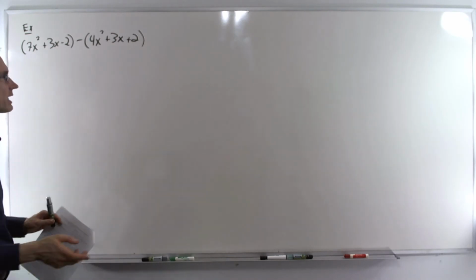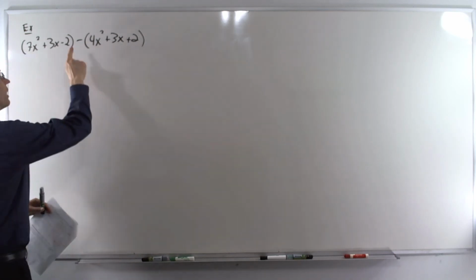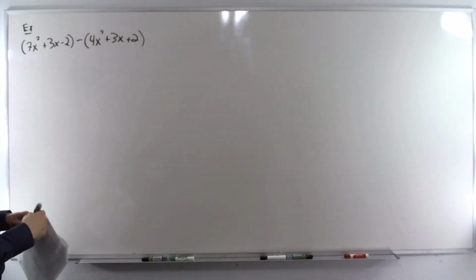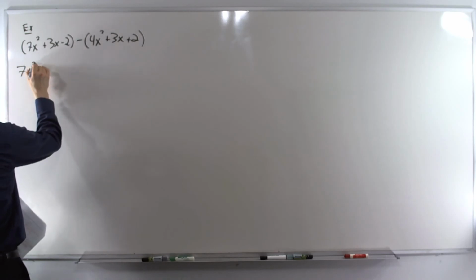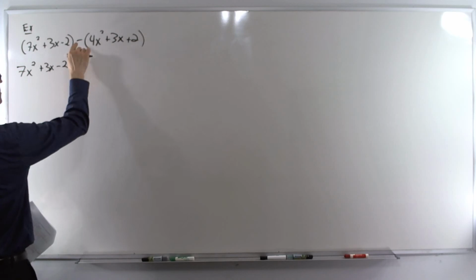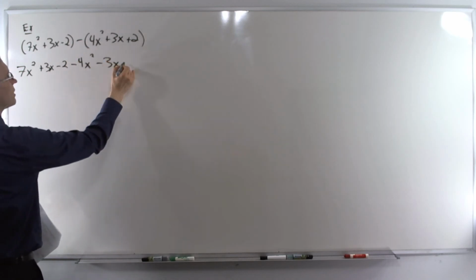All right, so the biggest mistake I see is people subtracting the first term and then adding the next two. We have to subtract each term. Now, one way you can remind yourself of that is just by rewriting this without the parentheses. 7x squared plus 3x minus 2, and this becomes minus 4x squared minus 3x minus 2.